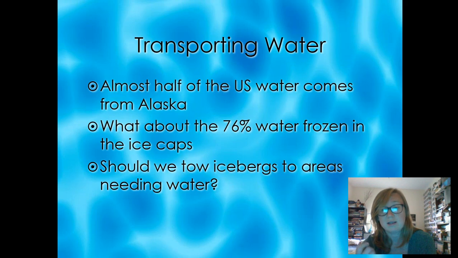Let's try to remember something though. This world runs on money. If people who need water don't have the money, they're not going to get it. And that's sad. I'm not agreeing with that. I'm just saying that's how the world works. So we need to really think about how we do things.